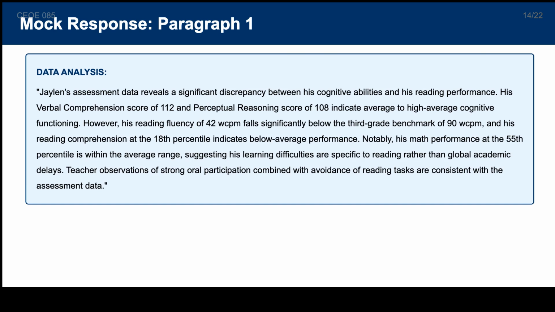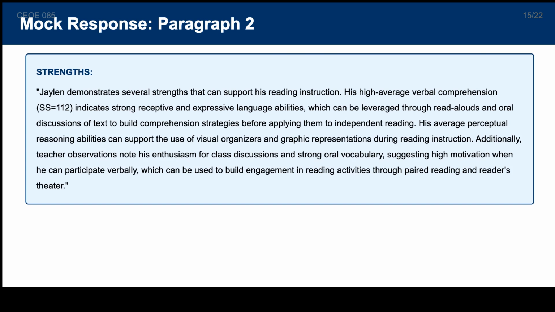Paragraph 3 addresses needs. I identified fluency as the primary need and comprehension as secondary. I cited specific data: 42 words per minute versus the 90-word benchmark, 18th percentile for comprehension. I explained the educational impact: he can't access grade-level content. I showed how needs connect. Slow decoding uses up cognitive resources needed for comprehension. And I addressed the social-emotional impact: frustration and avoidance. This shows comprehensive understanding of how needs affect the whole student.